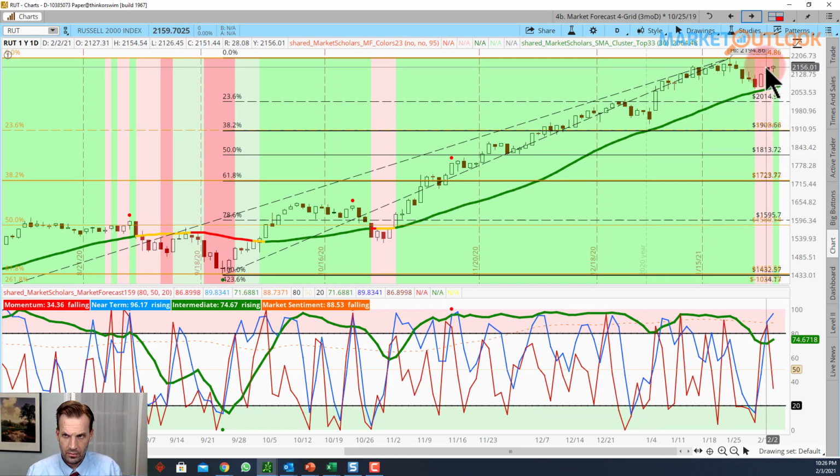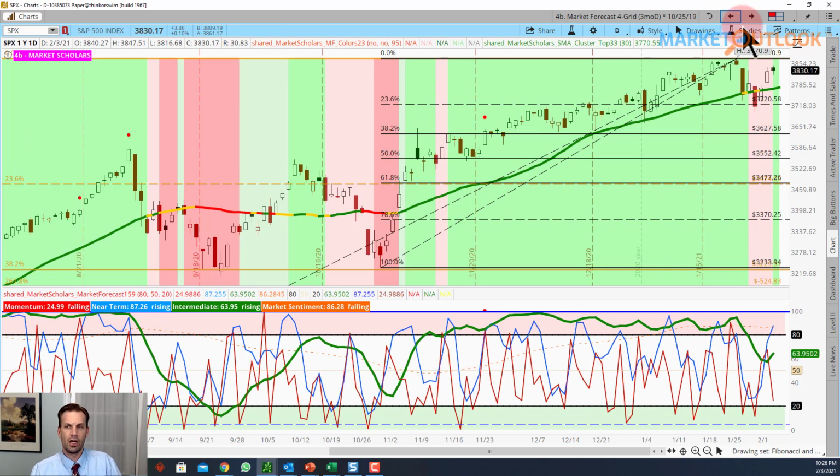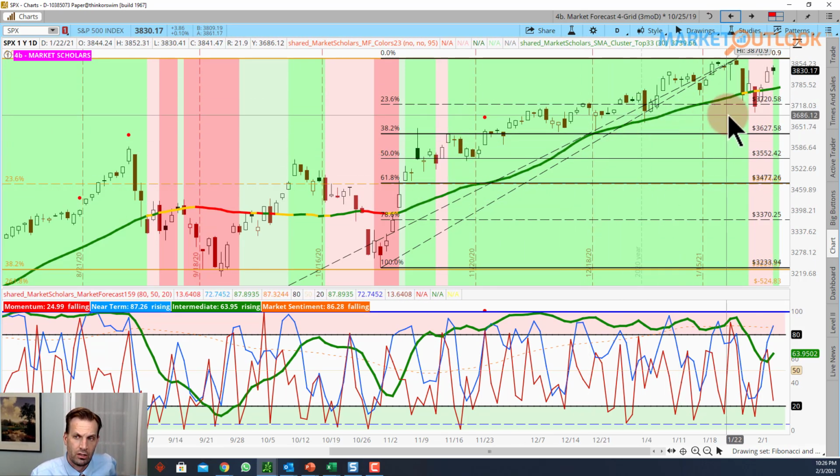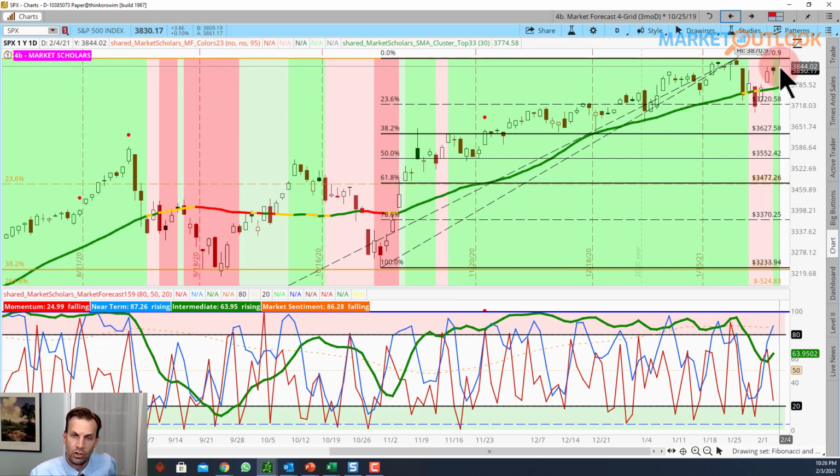So we do have dark green shading and a green line, but this is not a new intermediate run because we haven't finished this one. So we're still on a really good strong move. Like, we're 3 months into this intermediate rally. That's a good mature run already.